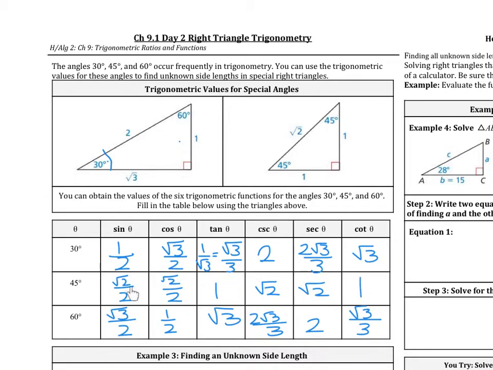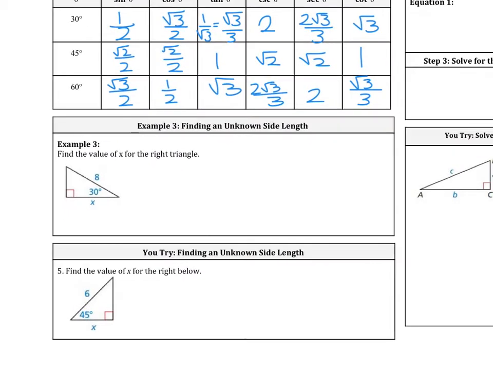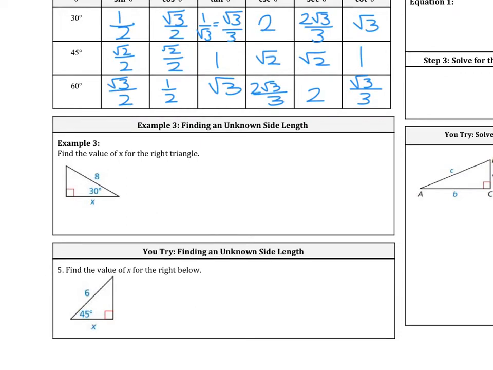And we'll come back to the table again at another time, but it's important to understand how we come up with these values, right? Remembering what sine, cosine, and tangent mean, and then also cosecant, secant, and cotangent. So let's go ahead and look at an example: finding an unknown side length.